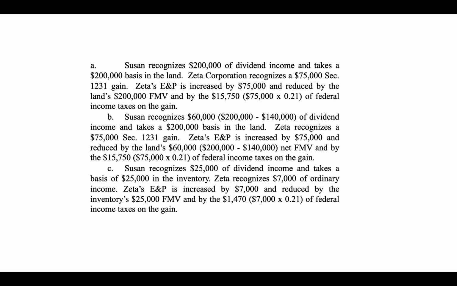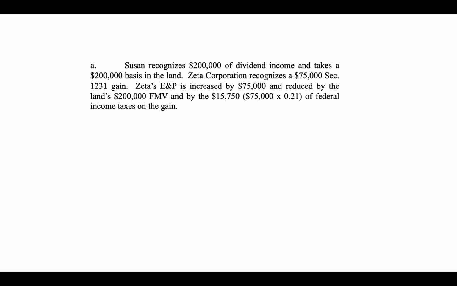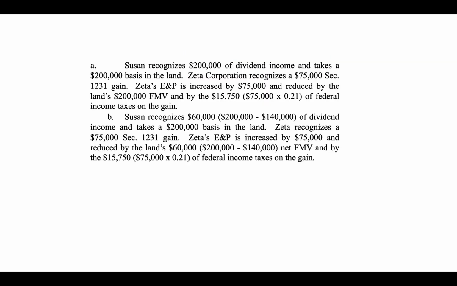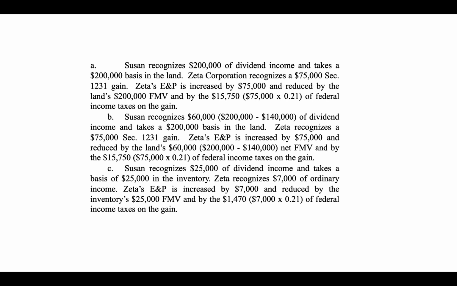All right, so why is it ordinary? Well, it's ordinary because inventory is an ordinary asset. It's not a capital asset. So this is going to be ordinary income, and it's $7,000 because its fair market value is $25,000 and it had an $18,000 adjusted basis. So 25 minus 18 is 7. Zeta's earnings and profits is increased by $7,000 for the income, reduced by the amount of the distribution, so $25,000, and by the tax effect, the 21% of the gain.